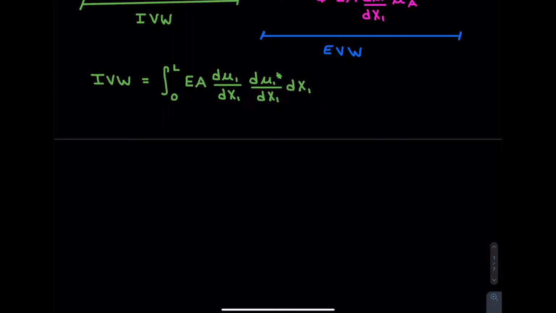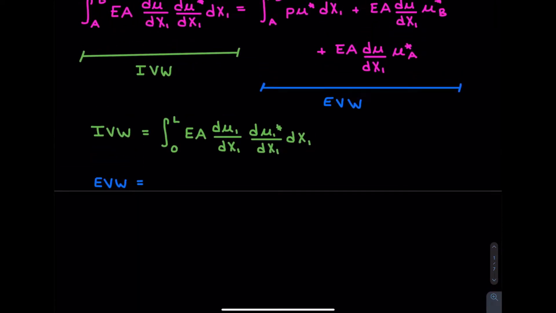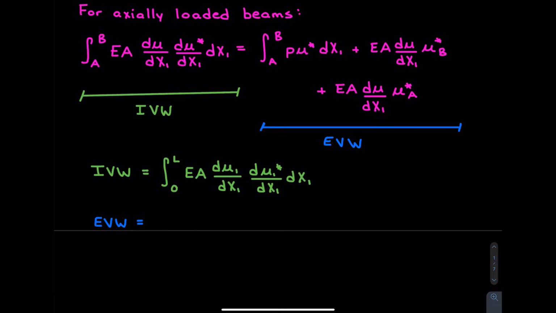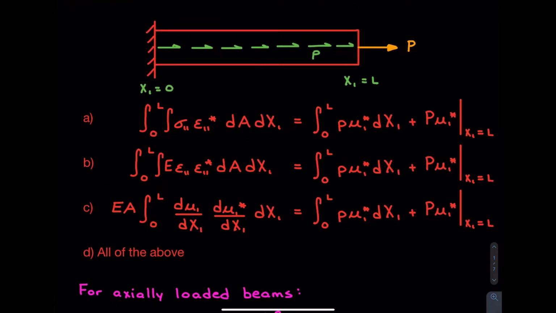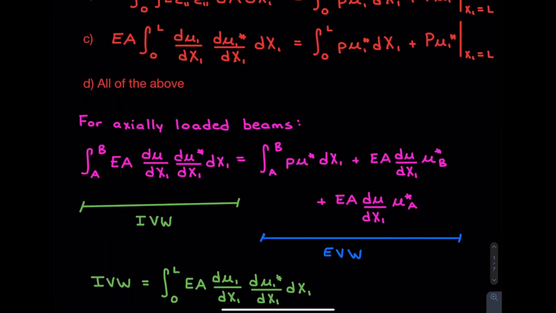All right, so now we're going to talk about the external virtual work. This is the one where it starts getting a little bit confusing from the theory equations. Again, everything's in terms of A and B, but if we look up at our figure, we defined what A and B are. At the very left-hand side is point A, and at the very right-hand side is point B.